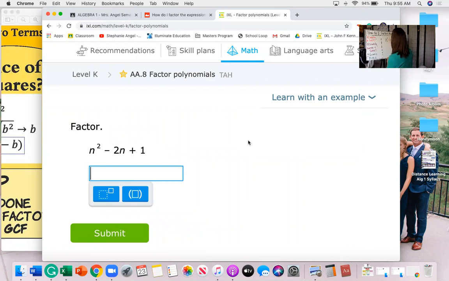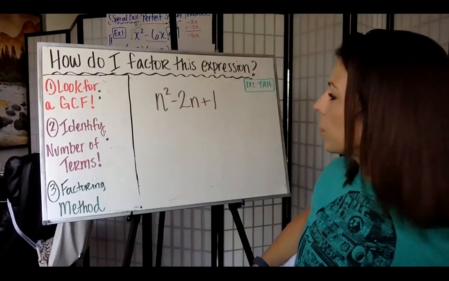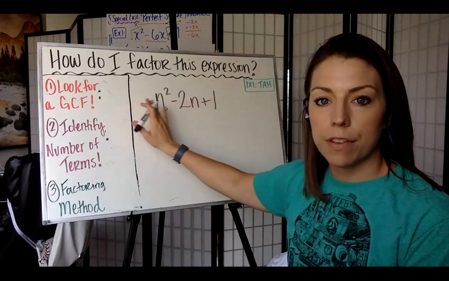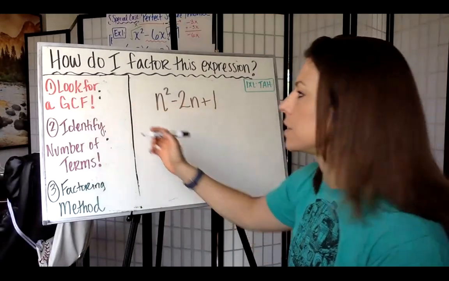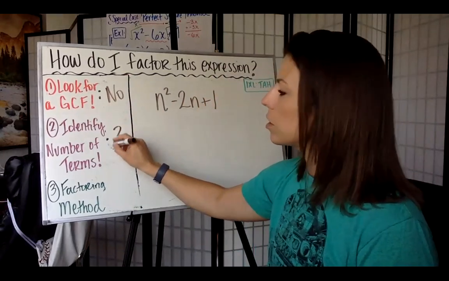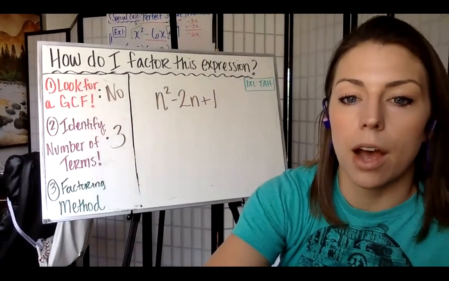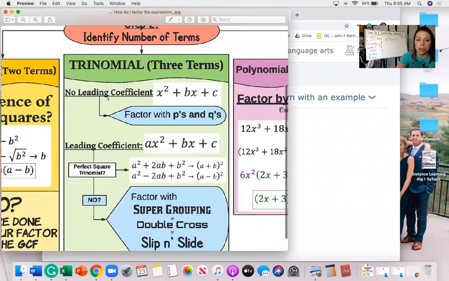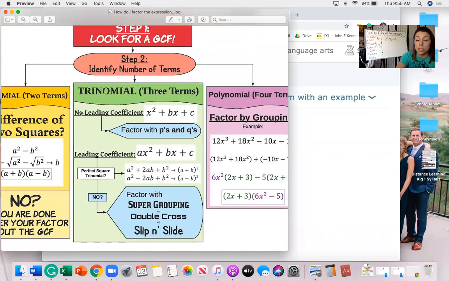n squared minus 2n plus 1. Okay, let's go ahead and look at this one. So does it have a GCF? Well, because there's no leading coefficient here, unless all of them have a variable n, usually means that there's not a GCF. So no GCF here. How many terms? 3 terms. So let's take a look at our flowchart. Again, 3 terms means it's a trinomial. Is there a leading coefficient? No, there is no leading coefficient, which means, yay, we just get to use factor by p's and q's.